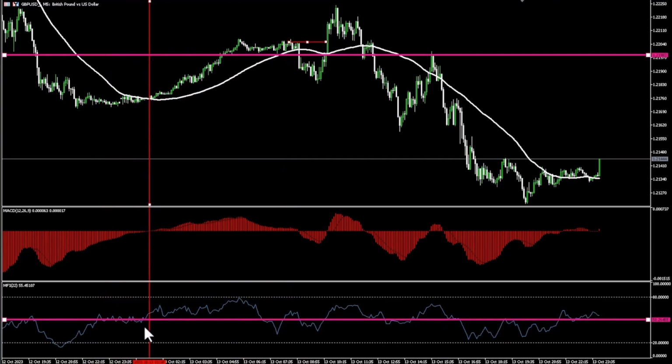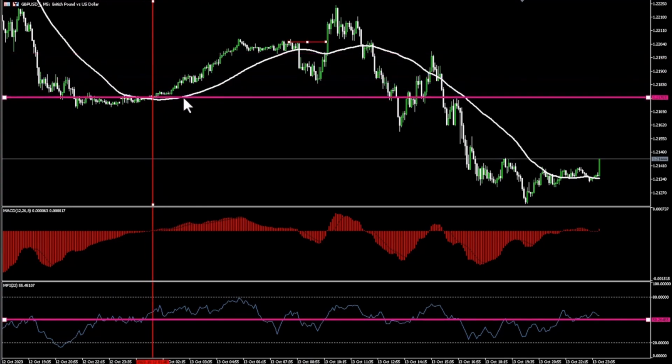You can see that the MFI is above the 50 line, and here we have a MACD crossover upwards. We make a purchase here and place our stop loss approximately in this area, which I think gives us a risk to reward ratio of over 8 or 9. As you can see, this strategy is very successful.